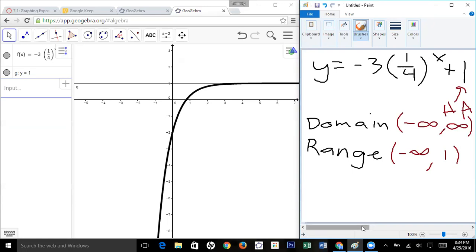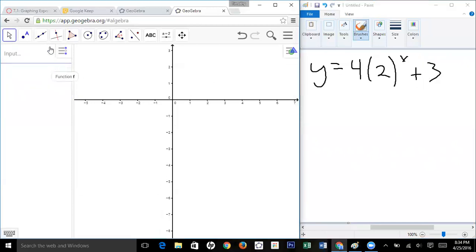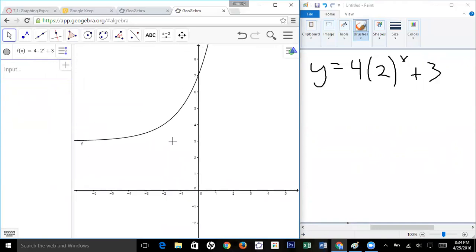Now let's take a look at a second function here. I'm going to come up here and write another function. The function y equals 4 times 2 raised to the x plus 3. I'm going to come over to our graph here and change our function so we can see this new one. So y equals 4 times 2 raised to the x power plus 3. So notice this one's quite a bit higher up on the graph than the previous one was.